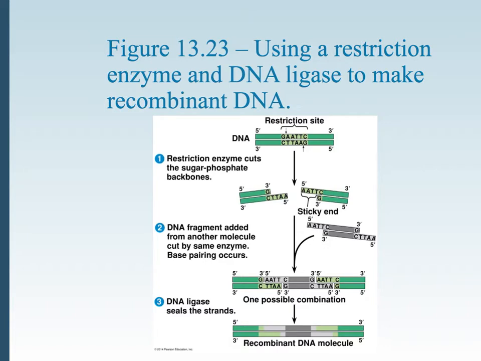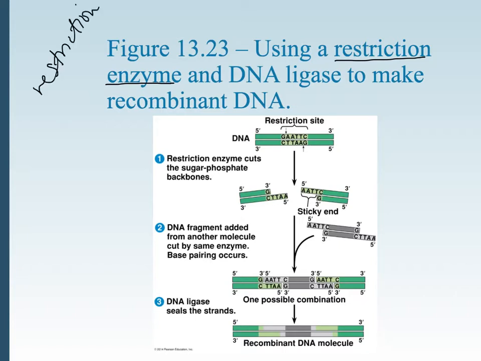So again, for the purposes of understanding the terminology, I'm going to go through figure 13.23, and this is one of the images from the book that was about using a restriction enzyme and DNA ligase to make recombinant DNA. And really just the title of this gets you most of the terminology that you need. Restriction enzyme is the first word. Restriction enzymes cut DNA at what we call a restriction site.